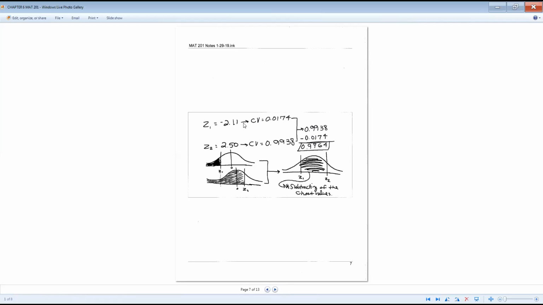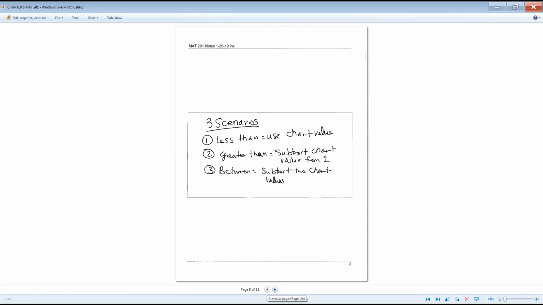The chart value for negative 2.11 is 0.0174. The chart value for 2.50 is 0.9938. So I do 0.9938 minus 0.0174, and that's 0.9764. The proportion of 0.9764 would be in between these two values, or in other words, 97.64% would be between those two values.